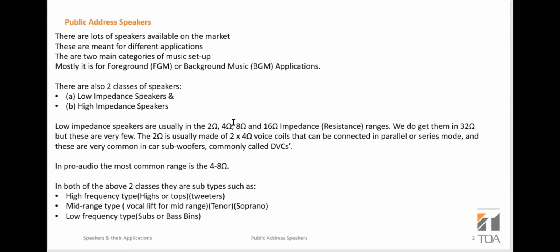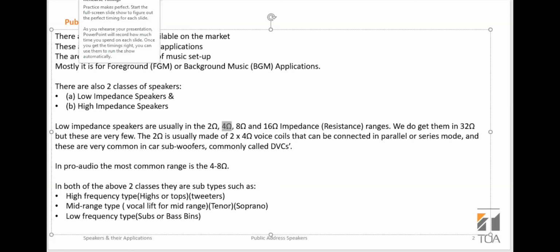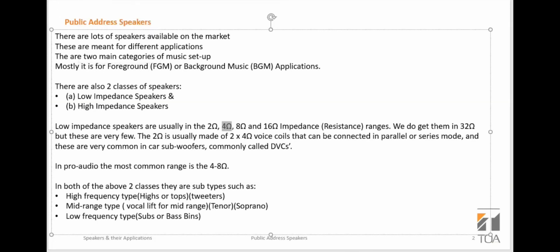Then we have standard hi-fi at home, normally in the 4 ohm range. And then we have the standard professional audio speakers that we normally see as line arrays in a live show, in a big church. These are standard 8 ohm. We do have 16 ohm impedance rated speakers. They're very rarely used in pro audio, but you do get them. You also do get them in 32 ohm, but these are very few indeed. So in pro audio the most common range is 4 to 8 ohm.